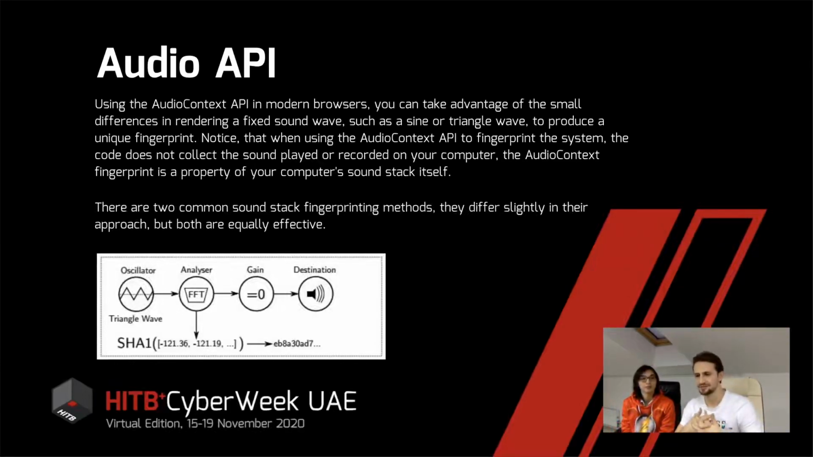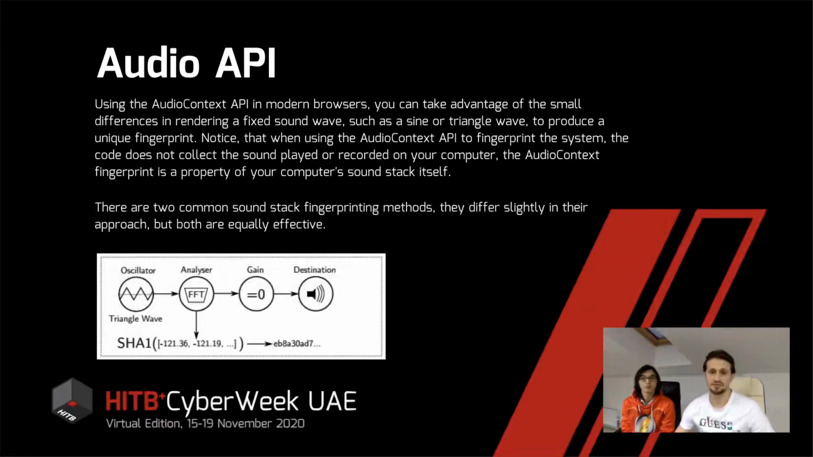Okay, let me try to explain it. The above figure illustrates the use of the audio context property to create a device sound stack fingerprint. First, the triangle wave is generated using the oscillator node. This signal goes through an analyzer node and script processor node. Finally, the signal is sent to a gain node with zero gain to mute any output before connecting to the audio context, such as computer speakers.